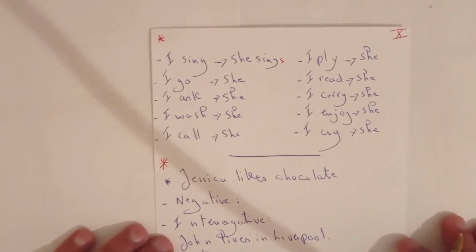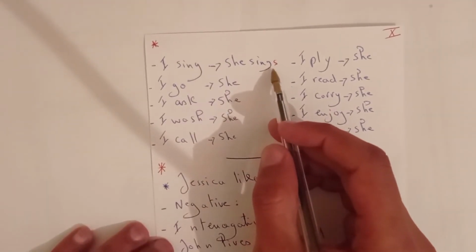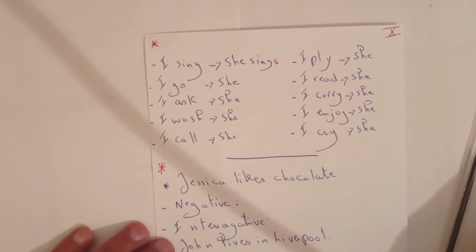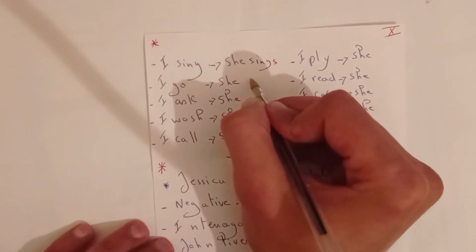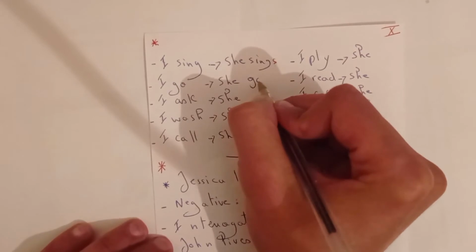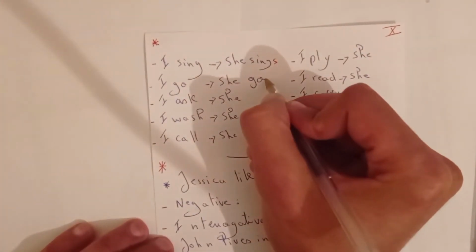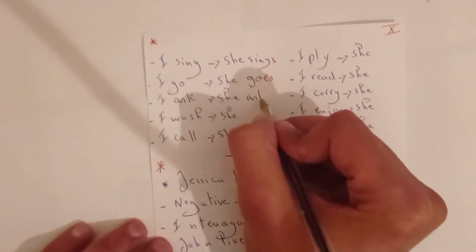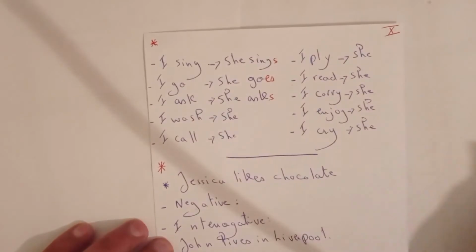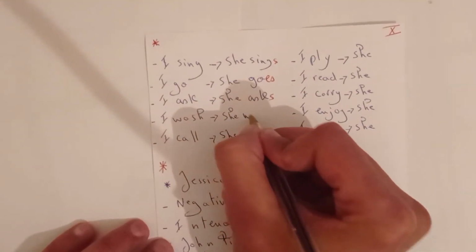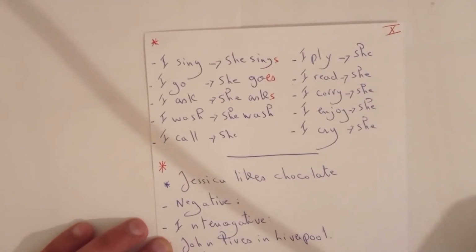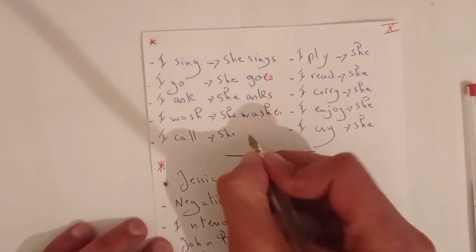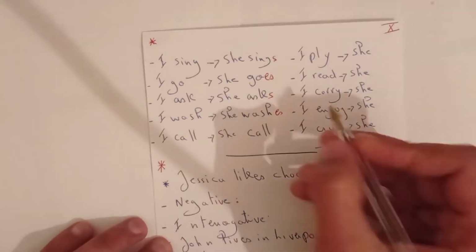We say that most verbs take an S in the third person singular. He sings, she sings, etc. It sings. I go, she goes. Good, es. I ask, she asks. Good. I wash, she washes. The verb ends in sh. I call, she calls. Good.